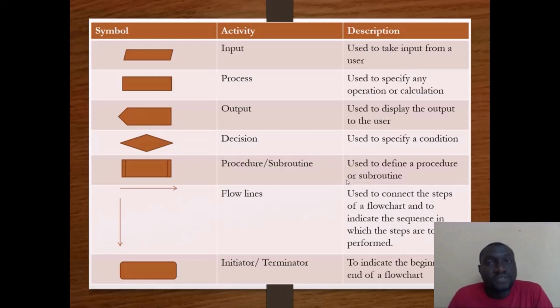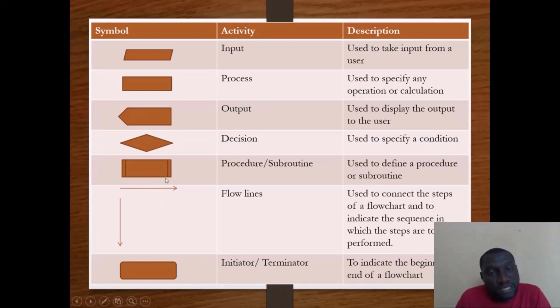We have standard symbols for drawing out a flowchart. You can see an input is looking like that symbol that we have. This one is a symbol for input. Then this rectangle is a symbol for a process. Then this symbol is for an output. Then this one is for decision making, whether it should be yes or no, or true or false. Then this one is used to define a procedure.